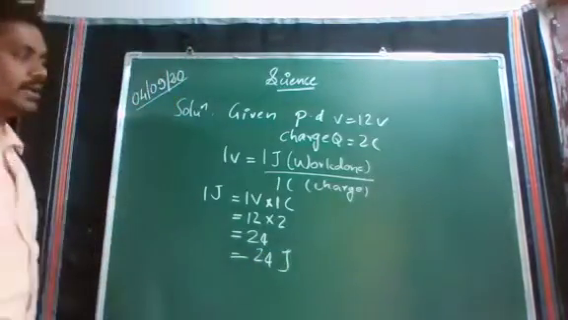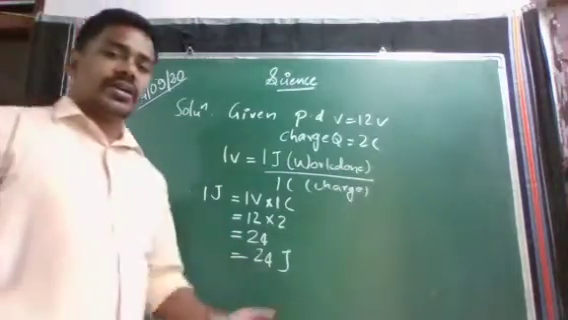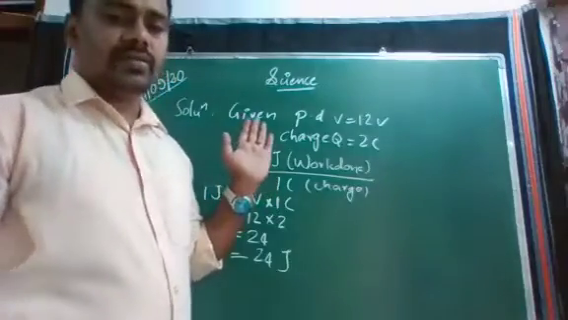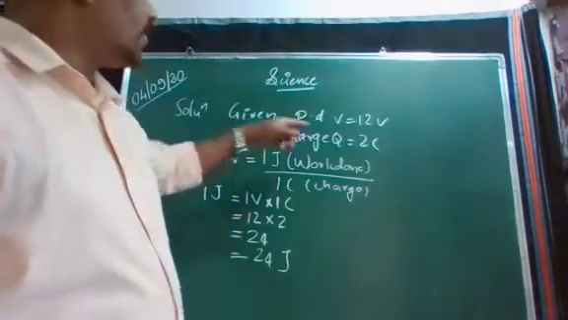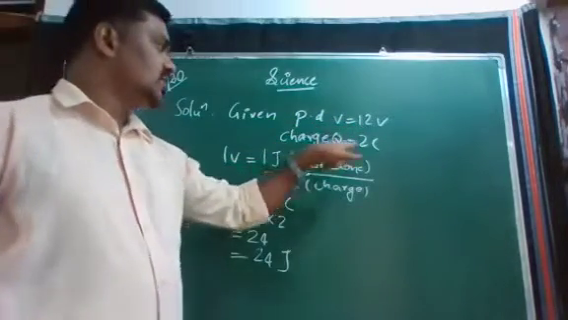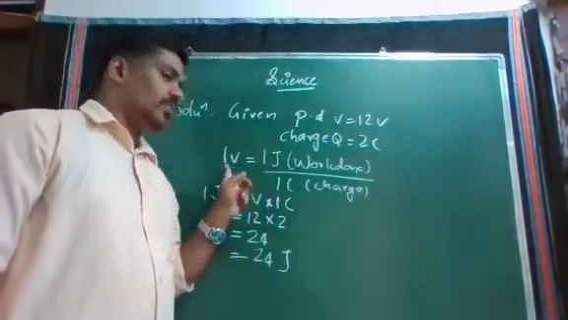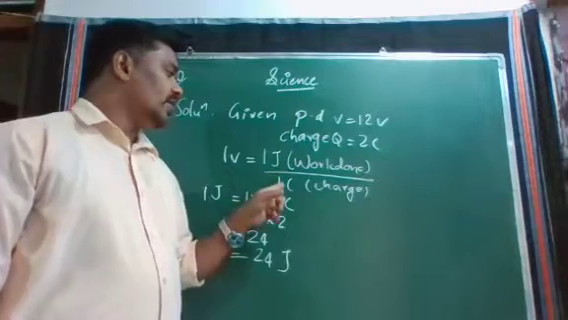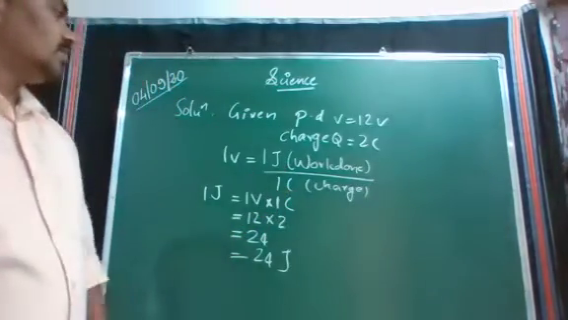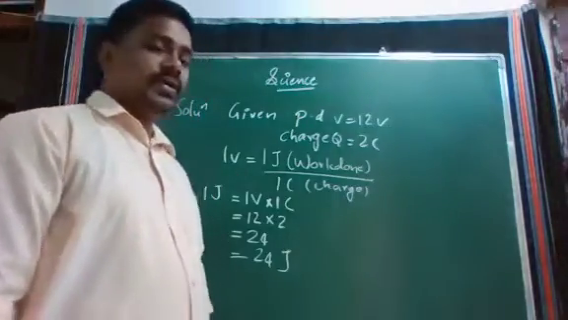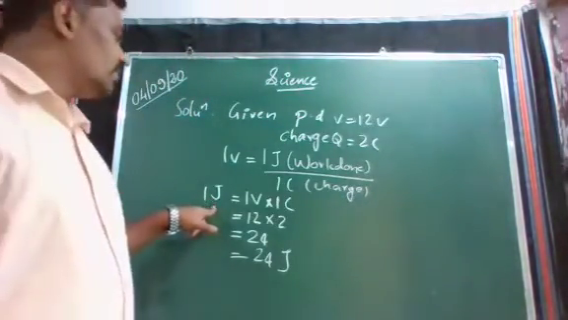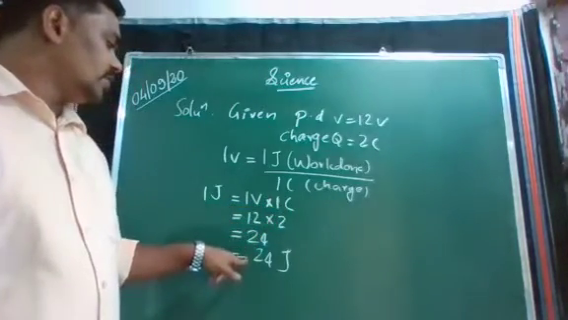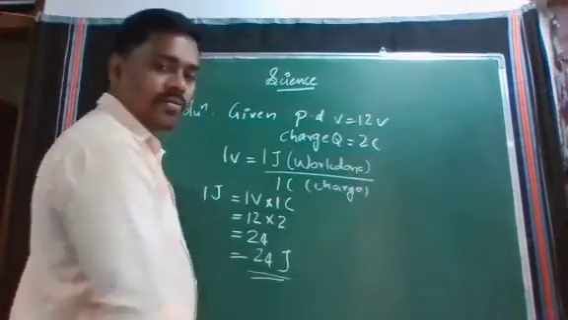Understood? Once again, I will tell. We want to find out the work done. It is given that potential difference is 12 volts, charge is 2 coulomb. So, already we studied 1 volt is equal to 1 joule by 1 coulomb. That is, potential difference is equal to work done by charge. So, to find the work done, we multiplied volt and coulomb. So, we got 24 joule, which is the work done here.